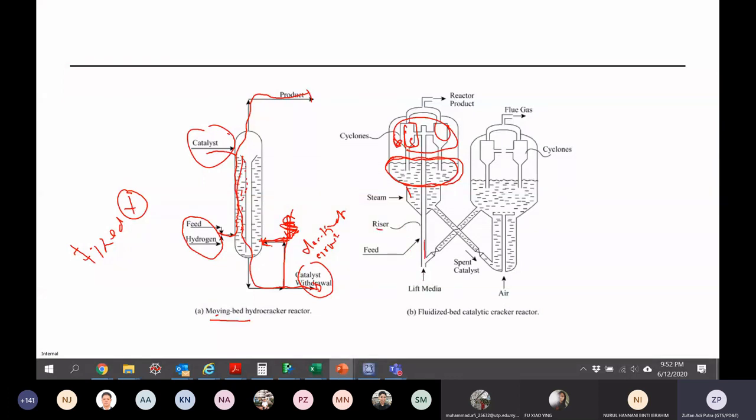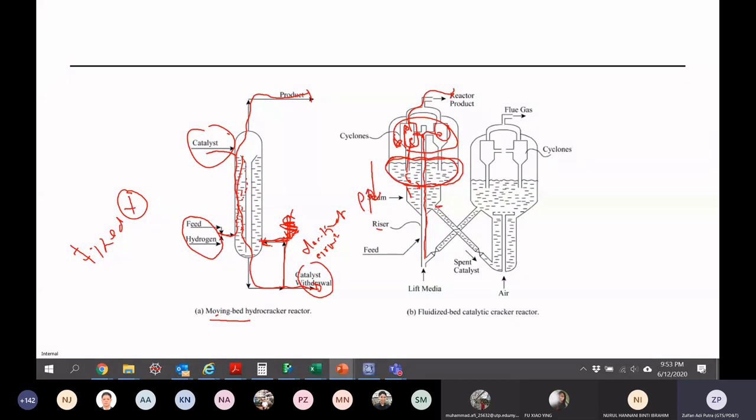So this is like a fast circulating fluidized bed. So the residence time is normally in the range of 1 to 2 seconds. And then here and there we have the catalyst and the product. Product goes up, catalyst drops over here. So from here to there, the density of the bed increases.